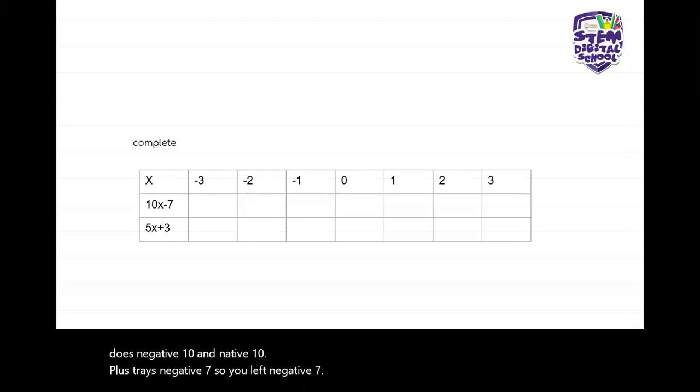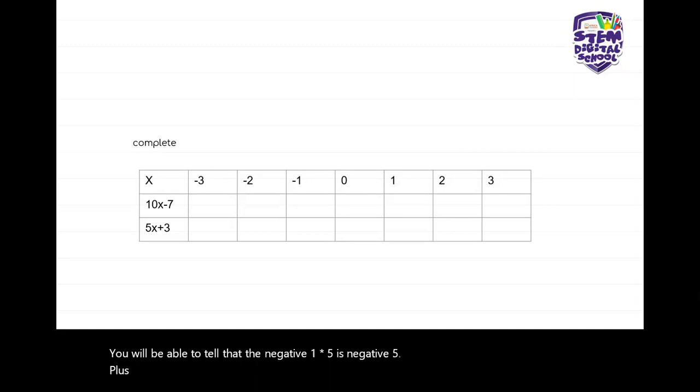And then if x is negative 1, you will be able to tell that negative 1 times 5 is negative 5, plus 3 is negative 2. So negative 2 will be your answer there.